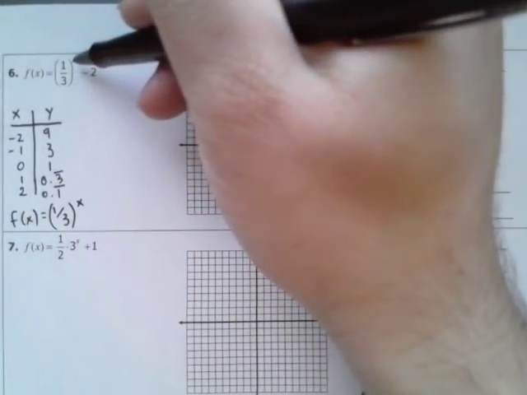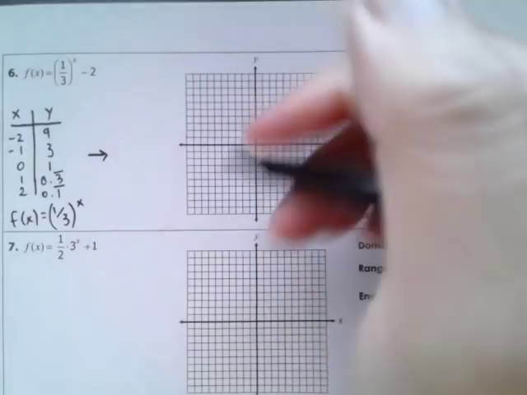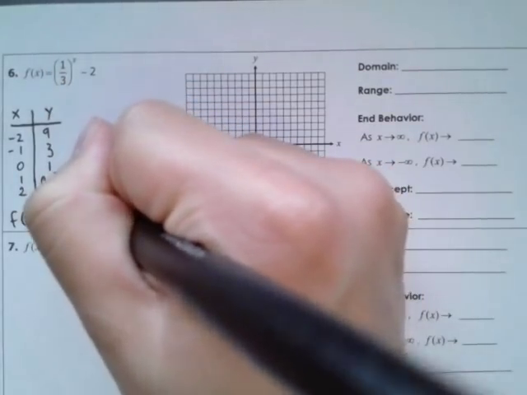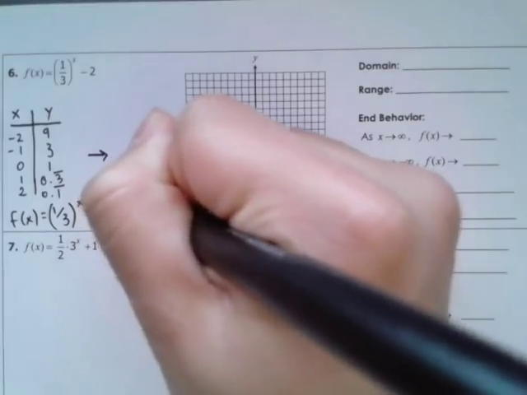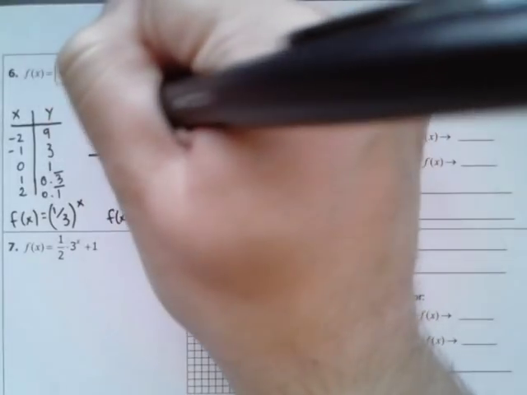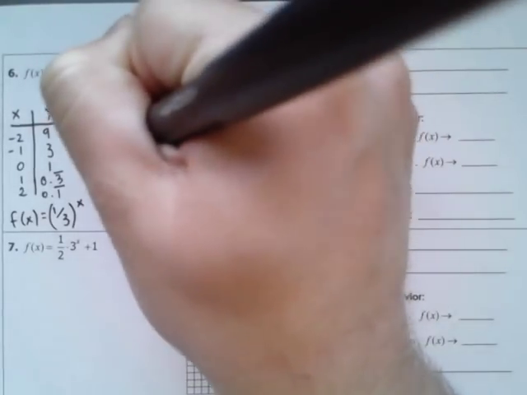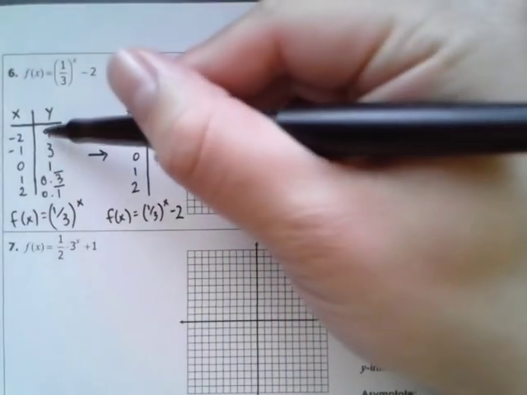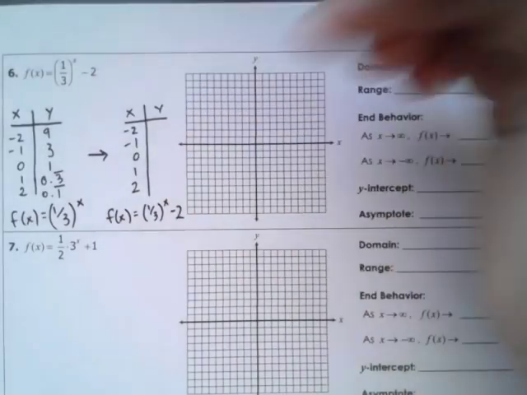There's no horizontal shift, but there is a downward shift. I'm going to go down 2 units. Now that's the vertical shift, so then my X values do not change this time. Instead, only my Y values are going to change. So I have still the same X values, -2, -1, 0, 1, and 2, but I'm going to subtract 2 from each Y output here because it's a downward shift.